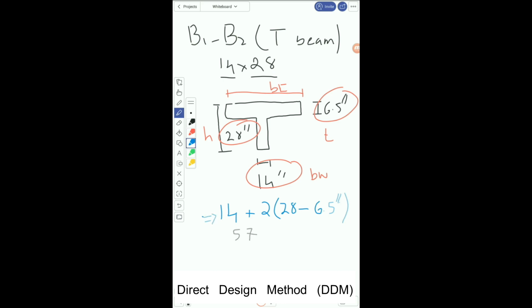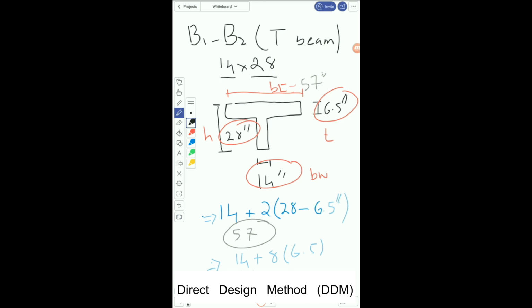The other factor was BW plus 8 into TF. So again, BW is 14, plus 8 into TF, 8 into T, where the thickness of the slab is 6.5 inches. And the result for this one is 66. So the smaller value out of these will be 57. So you're going to say B effective will be equal to 57 inches.